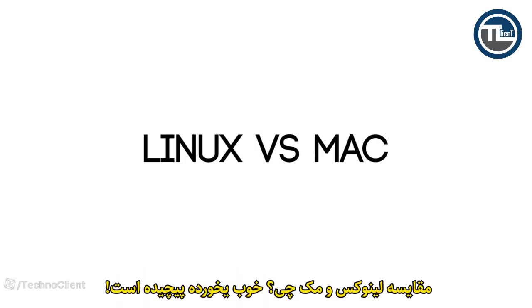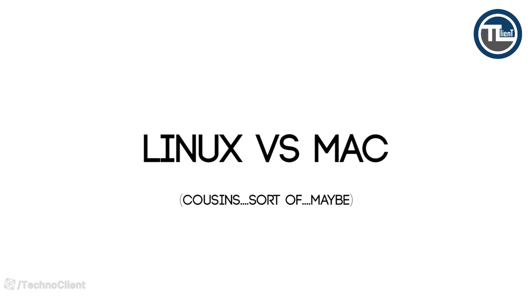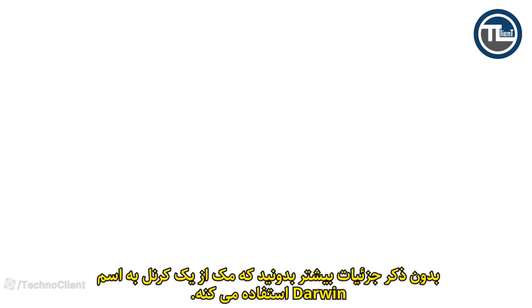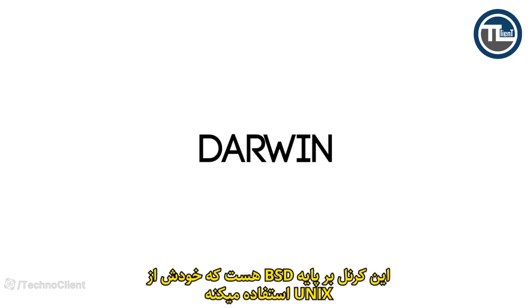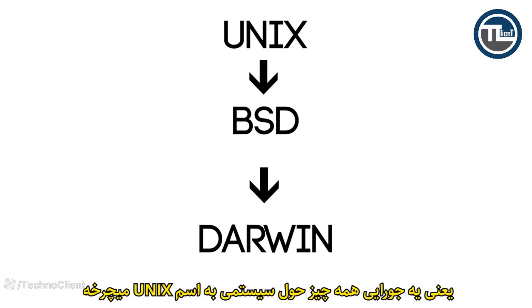What about Linux and Mac OS? Well, this gets a little complicated. You can say that Linux and Mac OS are distant cousins. Without getting into too much detail, know that Mac OS uses a kernel called Darwin. This kernel is based off of BSD, which uses Unix. See, everything began around a system called Unix.